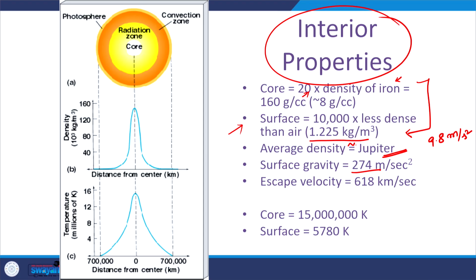So, any object falling towards the Sun, its velocity will increase by a magnitude of 274 meters per second for every second. So, 0, 274, and then 274 plus 274. That is how fast an object will be pulled towards the sun. And this surface gravity translates to an escape velocity of 618 kilometers per second, which is immense. 618 kilometers per second is something that we will not be able to achieve that easily.